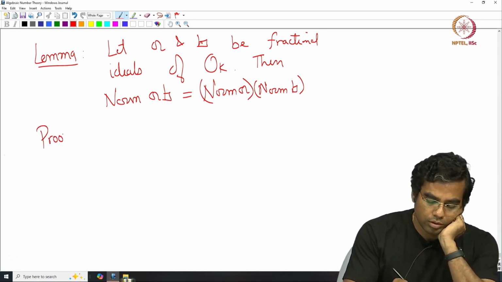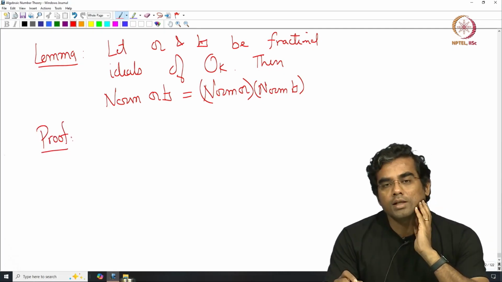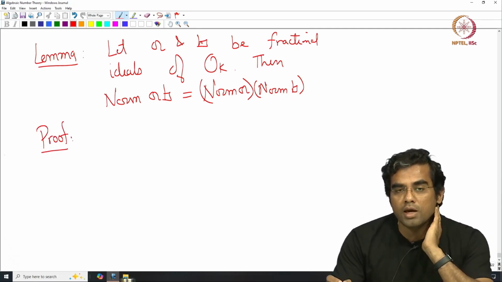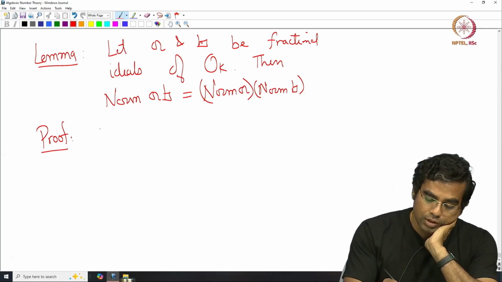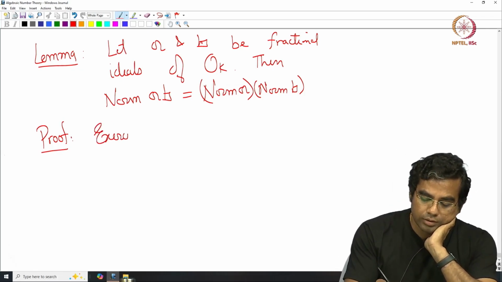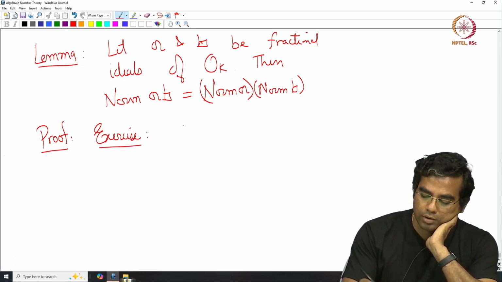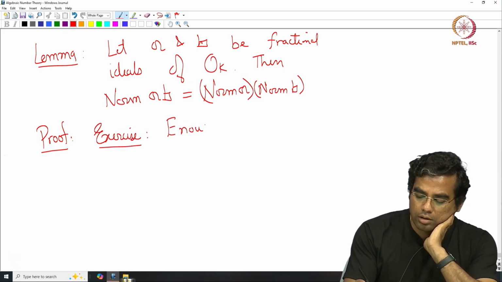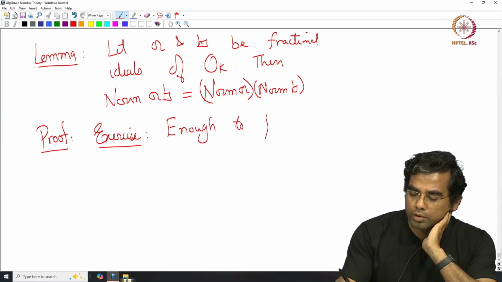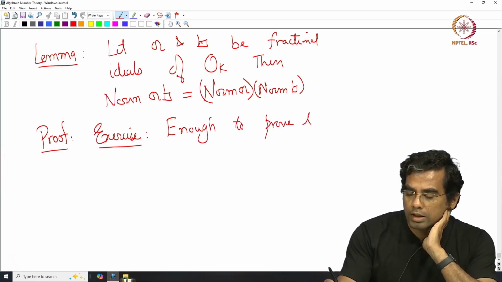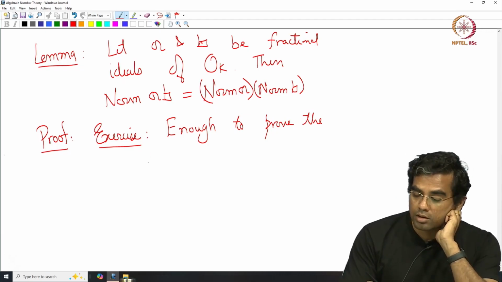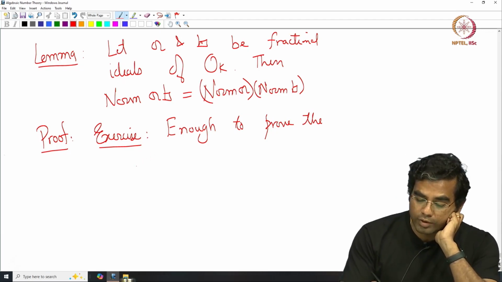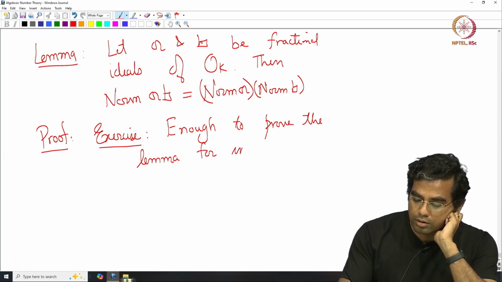So, what I will say is that you can assume A and B are integral ideals, and if this is not clear to you, then this is an exercise. It is enough to prove the lemma. Just by the way the norm is defined, this is easy to figure out, enough to prove the lemma for integral ideals.